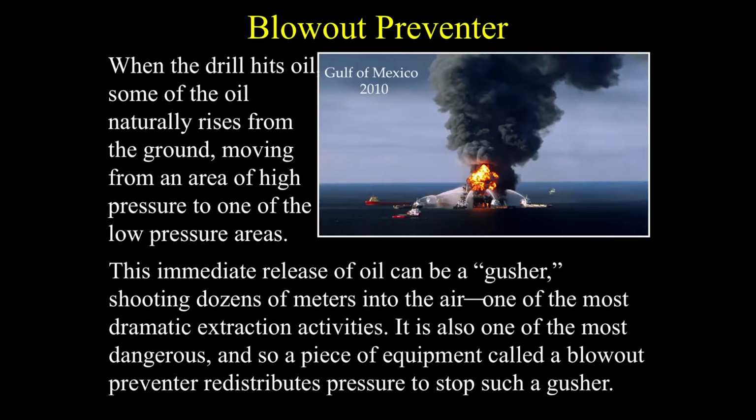When the drill hits oil, some of the oil naturally rises from the ground, moving from an area of high pressure to one of low pressure. This immediate release of oil can be a gusher, shooting dozens of meters into the air, one of the most dramatic extraction activities. It is also one of the most dangerous, and so a piece of equipment called a blowout preventer redistributes pressure to stop such a gusher.